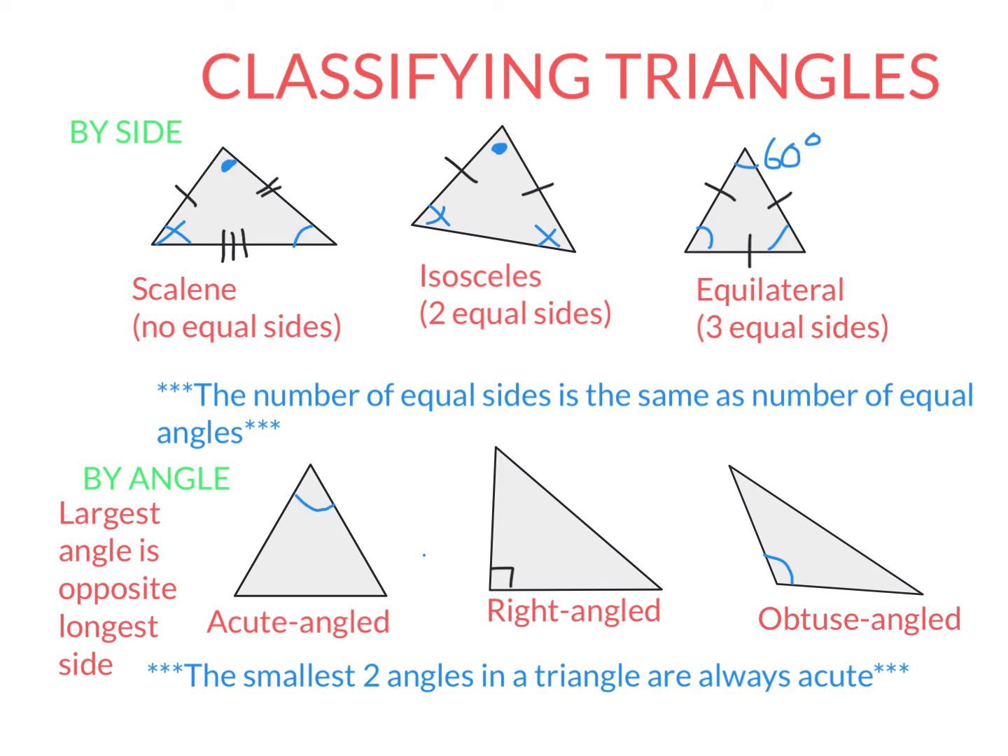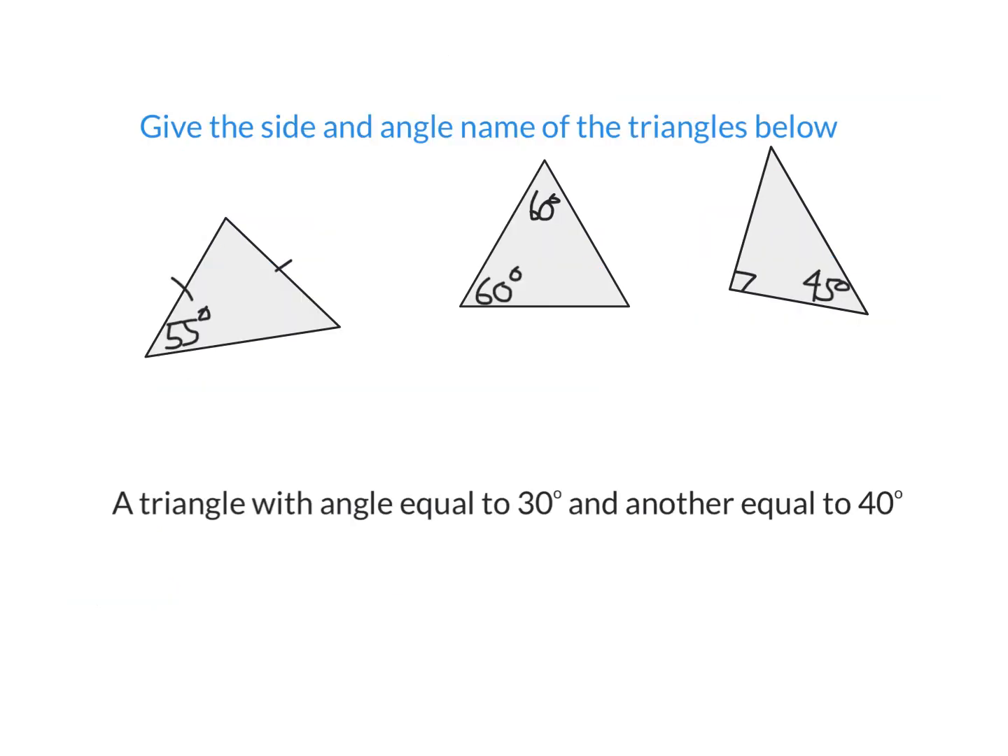All right, let's have a go at classifying some triangles ourselves. We're going to classify each of these triangles using the side and angle name. Firstly, this triangle here has two equal sides, so we know it's definitely isosceles. Now, it looks to be an acute angled triangle, but let's double check that.